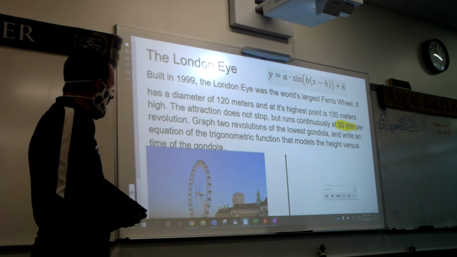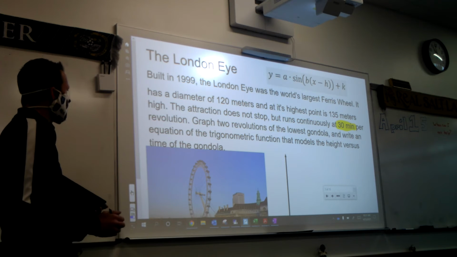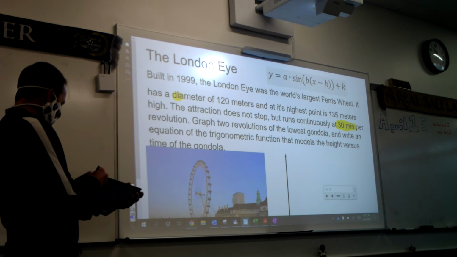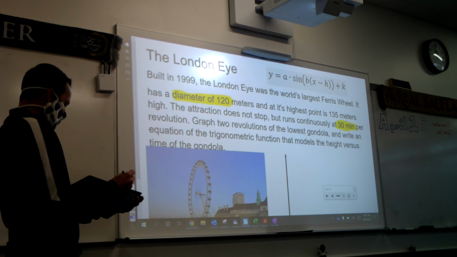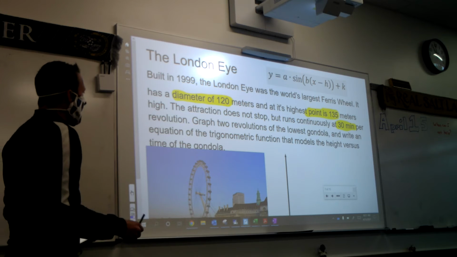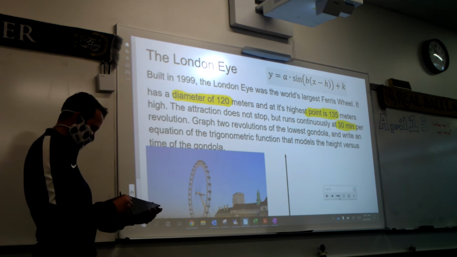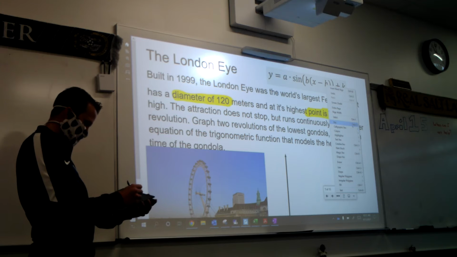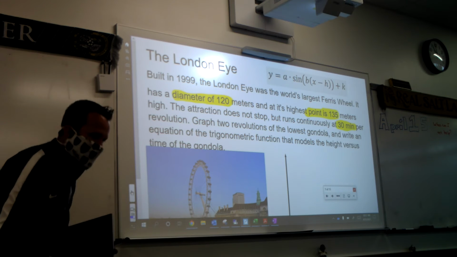Okay, what else do we need to know when graphing this? The diameter. The diameter is 120. And the highest point is... You need to know the radius. Okay, now if the diameter is 120, what is a radius? That's pretty hard math. 60. Okay, so now here's what we're going to do.